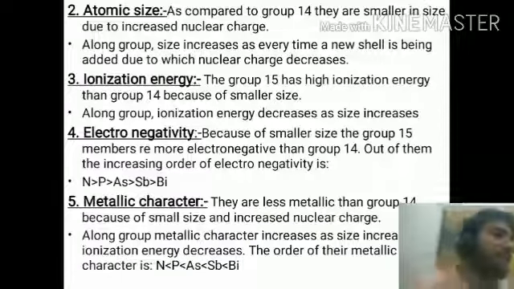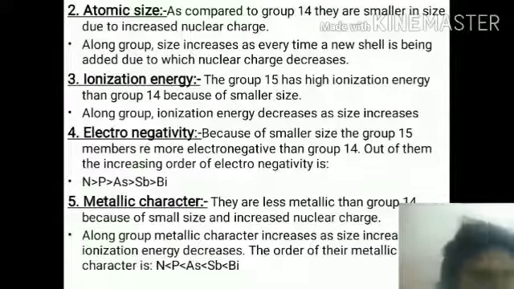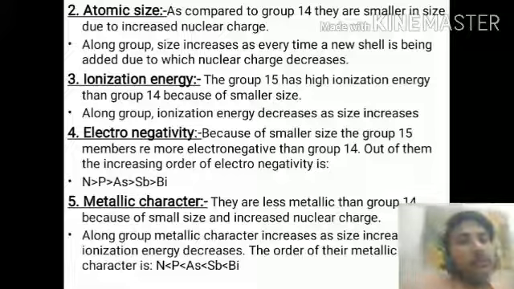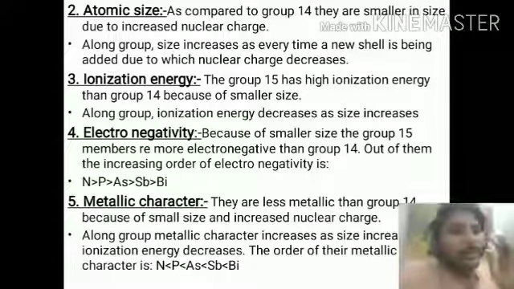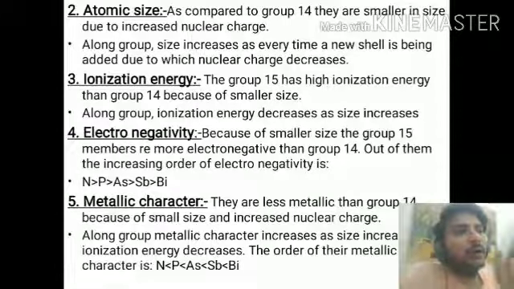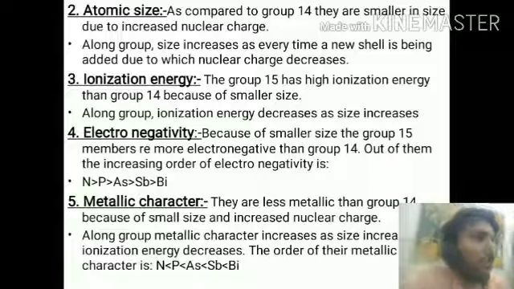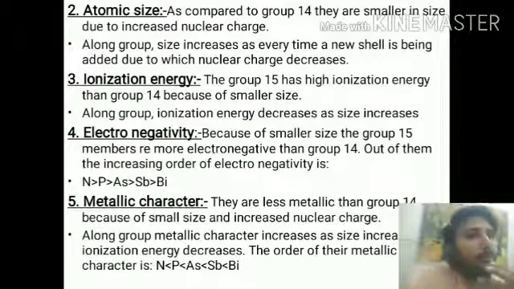Now atomic size. Most important thing you have to study about it. How does the atomic size vary when we go from top to bottom in the periodic table and from left to right in the periodic table?